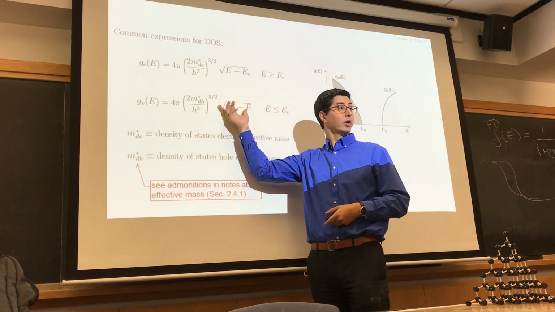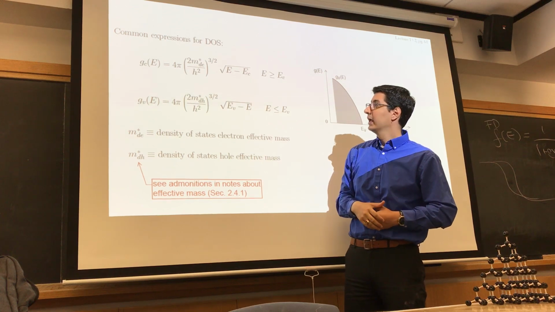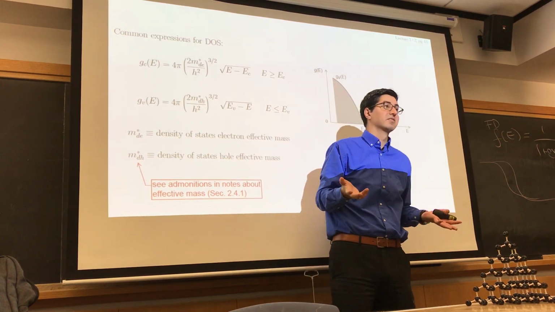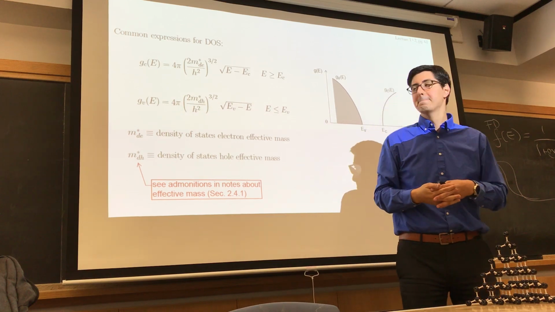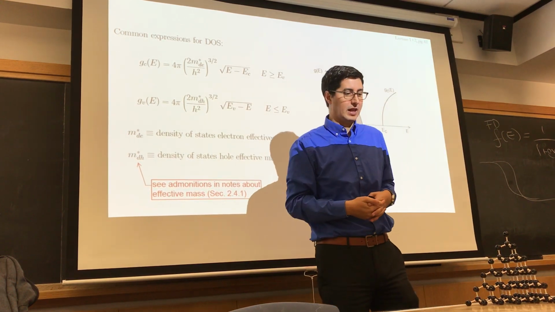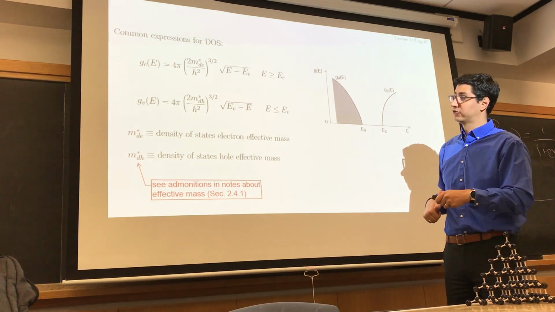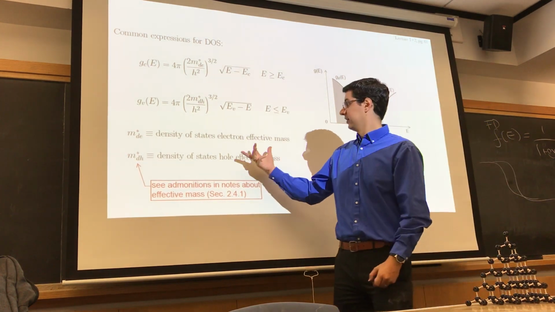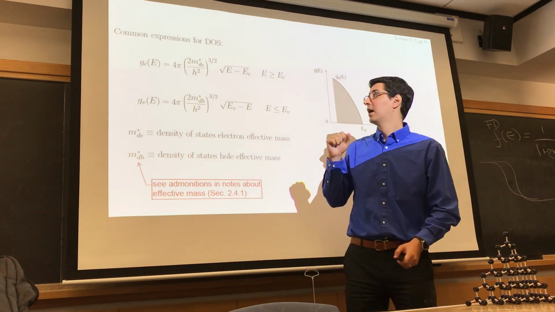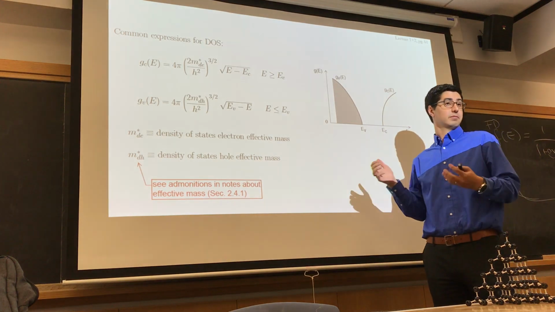So it's going like the square root of this, the energy above the band. And there's some prefactor that has to do with this effective mass. The effective mass is telling us how many states there are. And there's two different types of effective mass. There's a density of states effective mass, and there's going to be a conductivity effective mass that you see later.